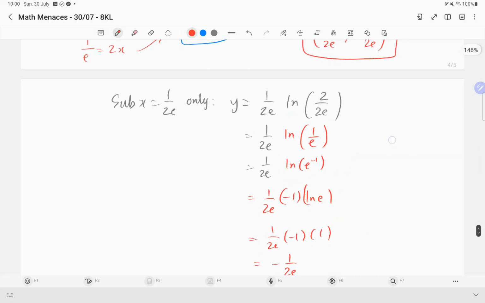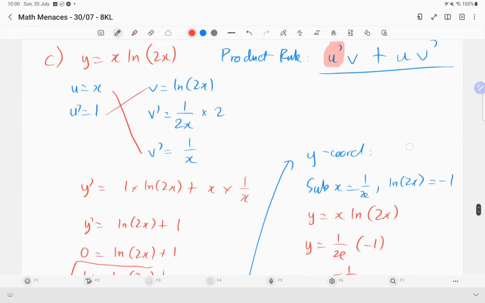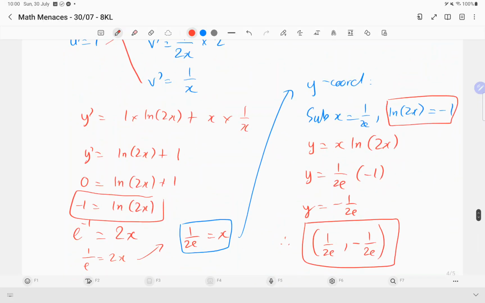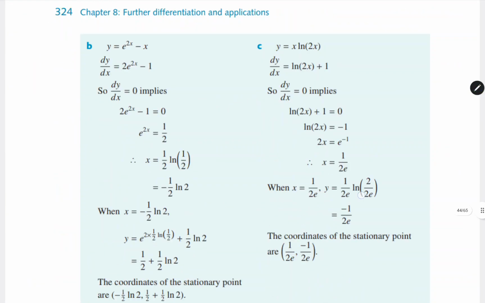So yes, if you substitute the actual x value in, you can still work it out. You just need to be really good at logarithms. If you're really good at logarithms and exponential, then you can still work it out. But of course, the smarter way is just to substitute the convenient version in. Any last question? No. Now, question 2. Let's get started on question 2.